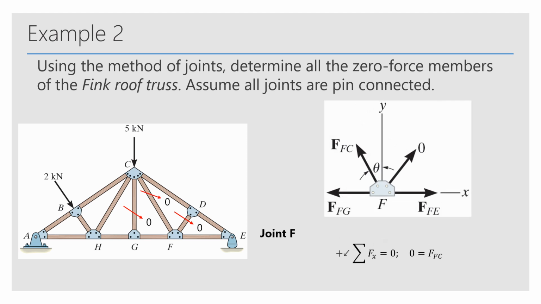And taking a look at joint F, if we consider from the previous statement that FD is a 0 force member, that means FC must also be 0, right? Because we're saying that FD is no force, and there's nothing else to balance out with FC, which must mean that FC is also 0.